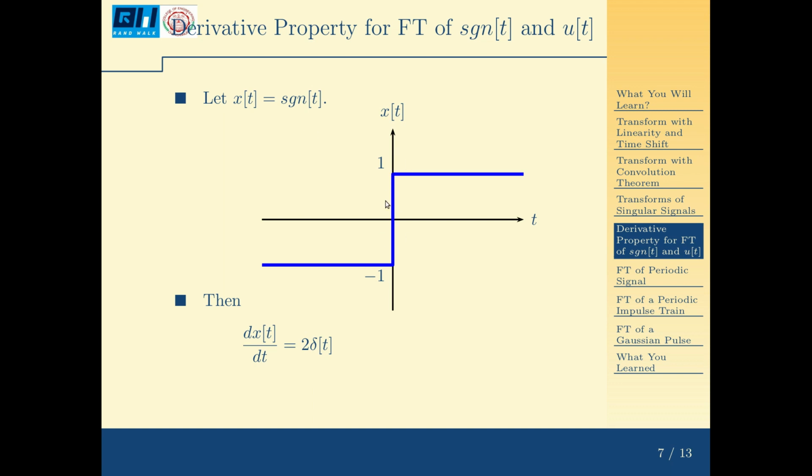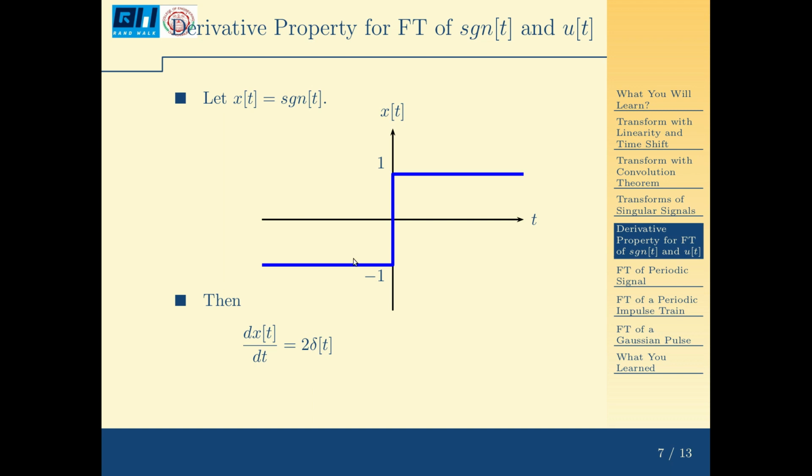So what I can do is differentiate this signal. From minus infinity to 0 the derivative will be 0, and from 0 to infinity it will be 0, because here we see a constant, here we see a constant. So the derivative exists only at t equal to 0. It is a vertical edge here, changing from minus 1 to 1. So you get an impulse of height 2 here.